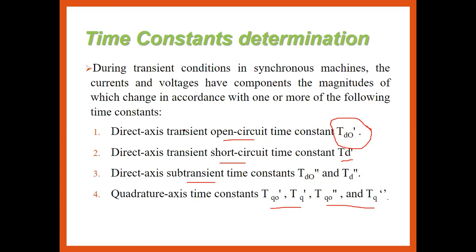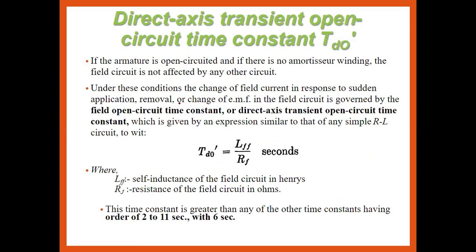So first is the direct axis transient open circuit time constant, that is TD0 dash. Okay, so how to find that? Whenever the armature is open circuit, there is no change in the armature winding, so only the field winding is there and it remains unaffected. When the armature is open circuited, the field current responds to the sudden application. Means what? The field changes with any change of the EMF or the sudden change of the field flux. This is the field open circuit time constant, or the direct axis transient open circuit time constant.